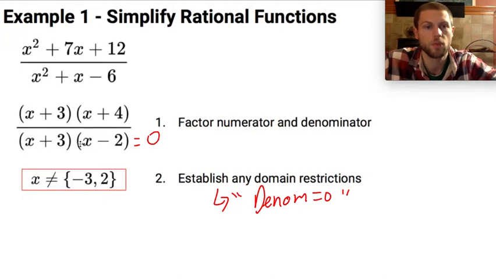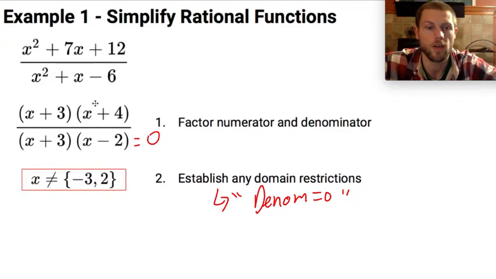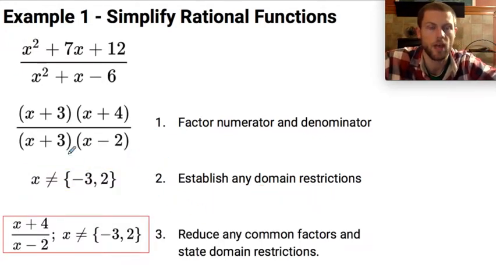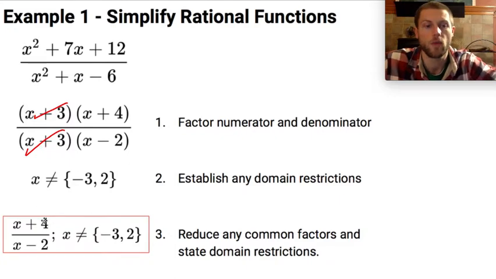So if x plus 3 times x minus 2 equals 0, then x could equal negative 3 or x could equal 2. That would get my denominator equal to 0, which is not an okay thing. So these are restricted x values in my domain for this rational function. And then finally, we can reduce any common factors. I have a factor of x plus 3 in the numerator and a factor of x plus 3 in the denominator. Those two reduce, they simplify because they equal 1. And what's left is x plus 4 over x minus 2.